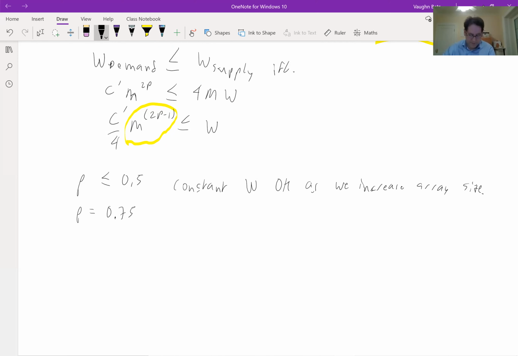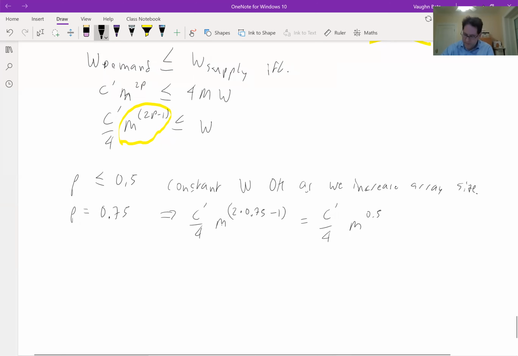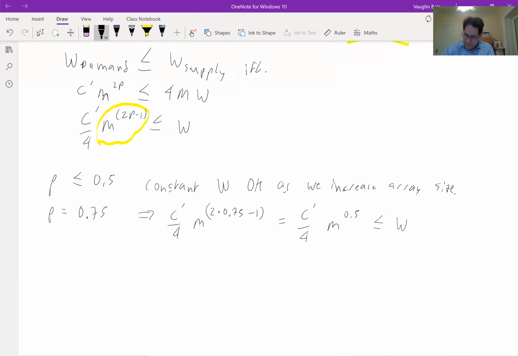Okay, so if I plug in what happens if I put a Rent exponent of 0.75 in here, then, well, let's just do it. Then basically we'd have C prime over 4 times M to the 2 times 0.75 minus 1, which is equal to this constant times M to the 0.5. And that still has to be less than or equal to W. So that means that our W has to be made proportional to the square root of M.